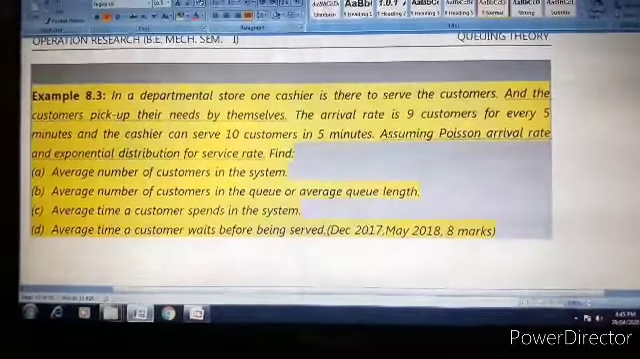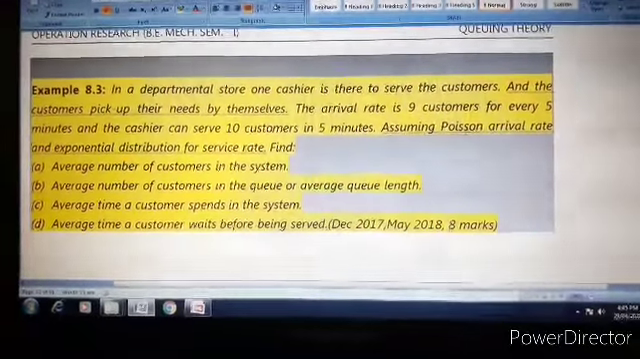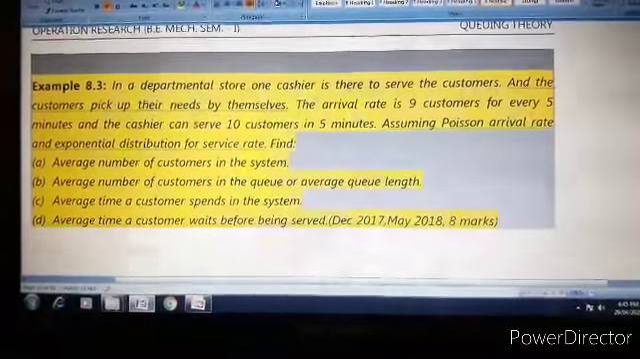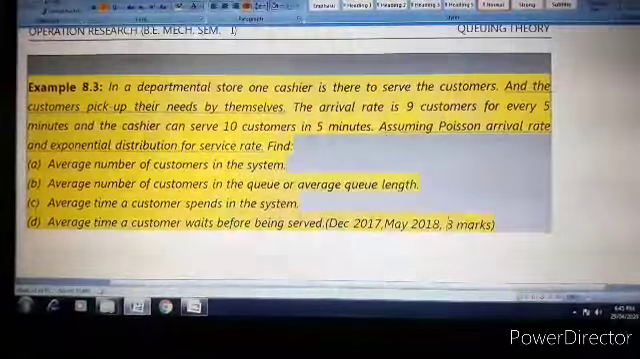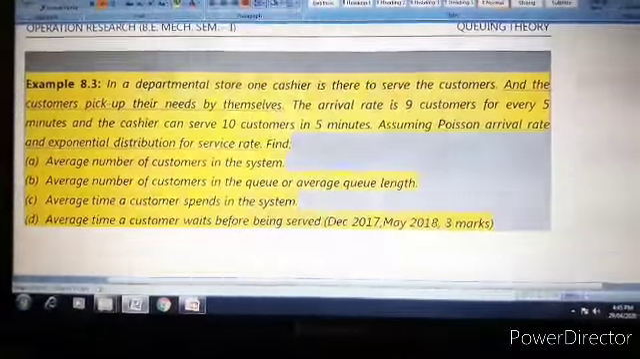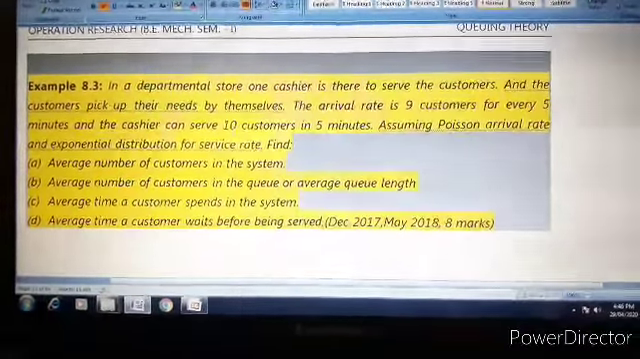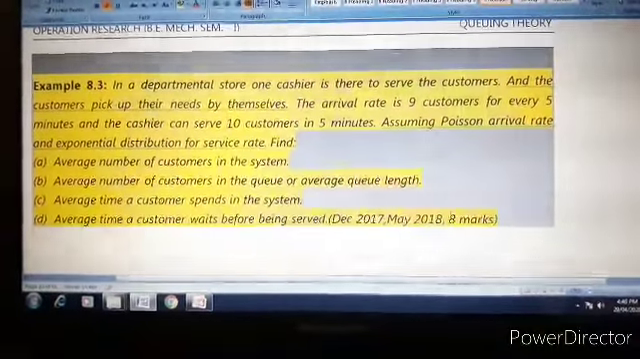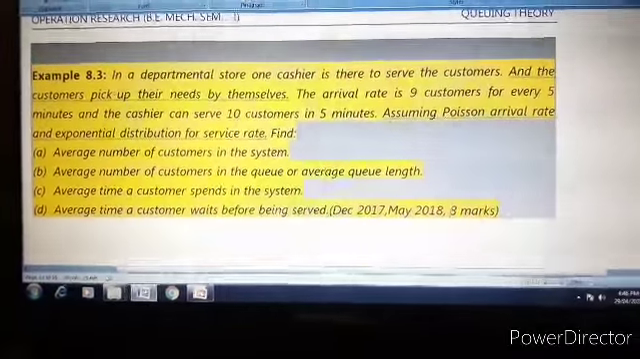Then the cashier can serve 10 customers in 5 minutes. This is the service rate, denoted by mu. Since we have taken the arrival rate per minute, here also we have to take the service rate per minute. 10 customers in 5 minutes, so what is the number of customers served in 1 minute? Mu is equal to 10 by 5, which is 2. So 2 customers are serviced per minute.